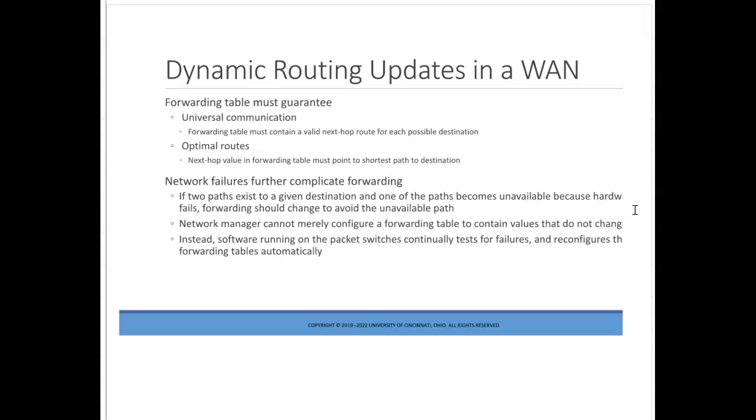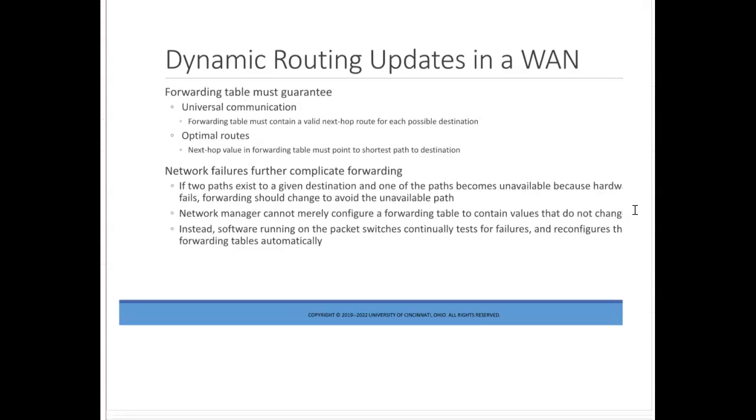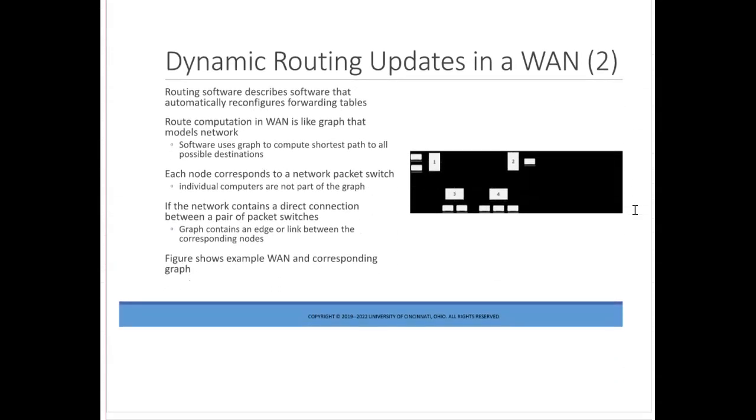For example, if two paths exist to a given destination and one of the paths becomes unavailable because hardware fails, forwarding should be changed to avoid the unavailable path. A network manager cannot merely configure a forwarding table to contain static values that do not change. Instead, software running on the packet switches continually tests for failures and reconfigures the forwarding tables automatically. We use the term routing software to describe software that automatically reconfigures or updates forwarding tables.